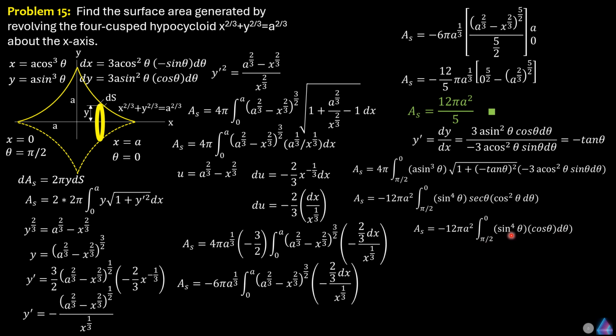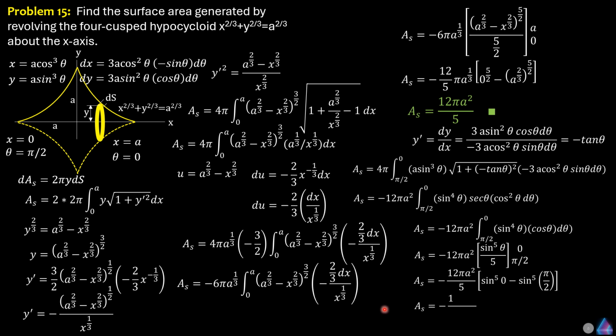So again, this is in the form u to the fourth du. The integral is u to the 5 over 5. So area S is negative 12 pi a squared sine to the fifth theta over 5 from pi over 2 to 0. So that would be negative 12 pi a squared over 5. Then the sine of 0 is 0, so 0 to the fifth, minus sine of pi over 2 is 1, 1 to the fifth. And therefore, the answer is really 12 pi a squared over 5. So that's area S, 12 pi a squared over 5. So that's it for this problem.